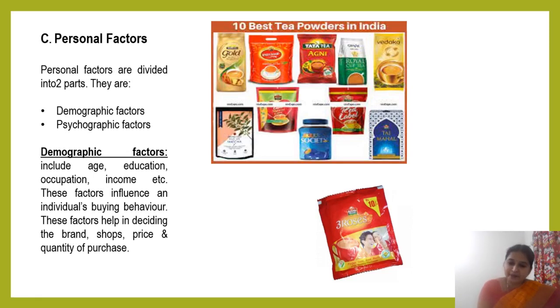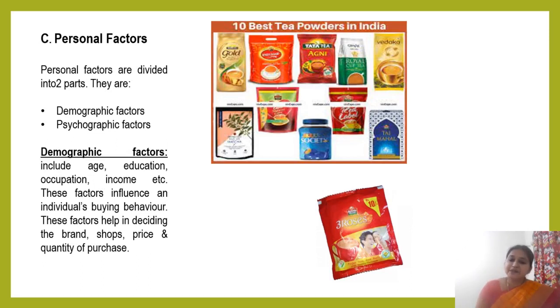For example, a high-end consumer may prefer to buy the top best tea brands available in India, whereas a low-end consumer may go in for unbranded tea powders, or tea powders available in sachets at economical rate.